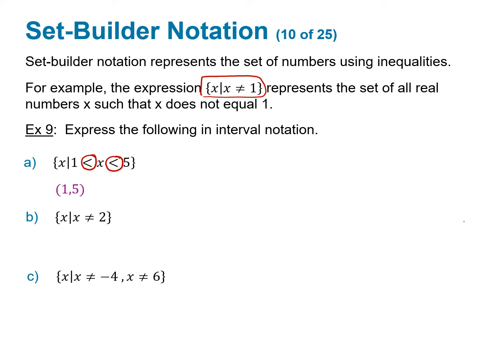The next one says a set of numbers X such that X is not equal to 2. So all real numbers except for 2. So we go from negative infinity all the way to 2, not including 2, and from 2 all the way to positive infinity. And so we are basically saying don't include this 2, but everything else can be included.